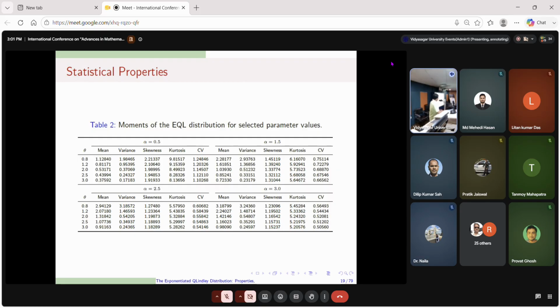So you see different sorts of parameters. These are the means. If you put alpha equal to 0.5 and theta equal to these values, then the mean is equal to this one, and the variance is equal to this one. And again the coefficient of variation, kurtosis, skewness, everything will be there. So I have given the particular tables, as we are not able to find the closed form of the system.